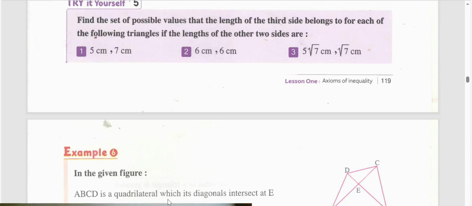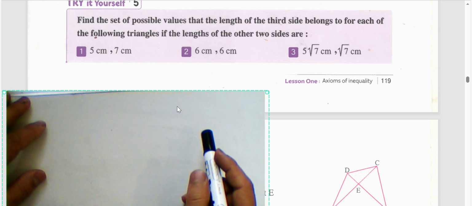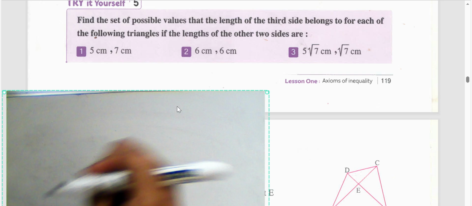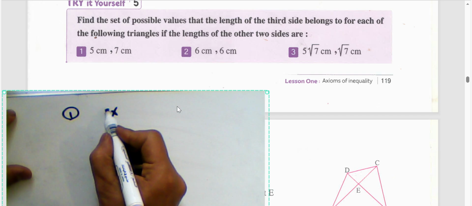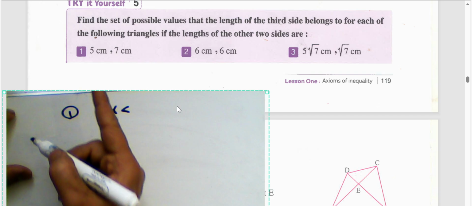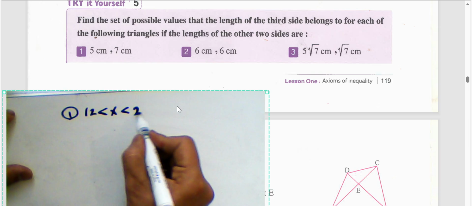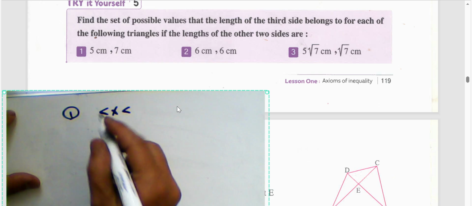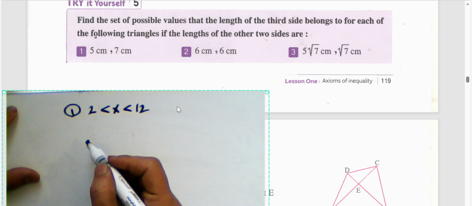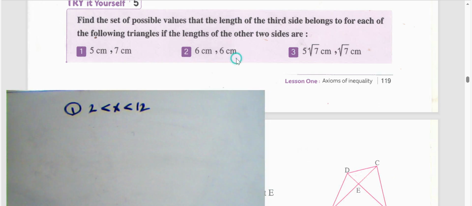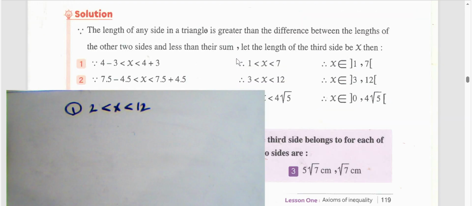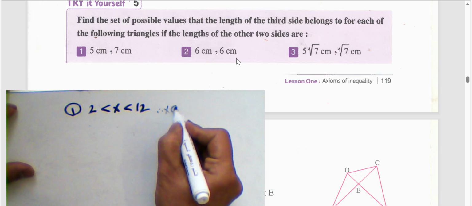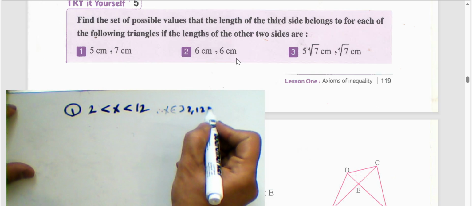Find the set of possible values of the length of the third side belonging to each of the following triangles. We have two sides, 5 and 7. Then the first relation: we have x, the third side. The summation 5 plus 7 is 12, and 7 minus 5 is 2. We can find the difference between them, and the summation will be 12. Then x belongs to the open interval from 2 to 12.